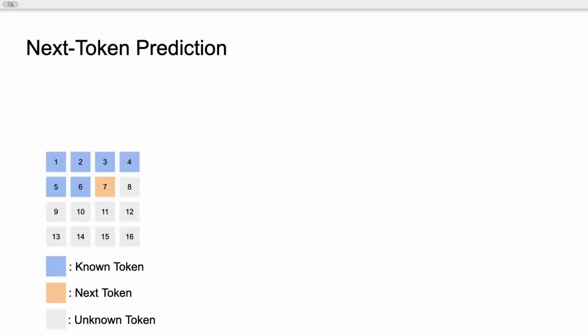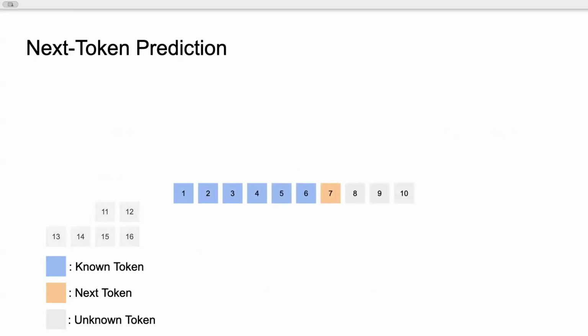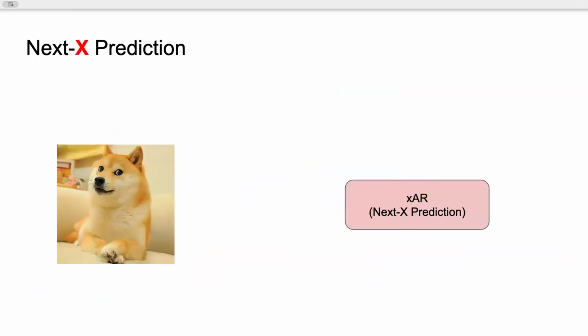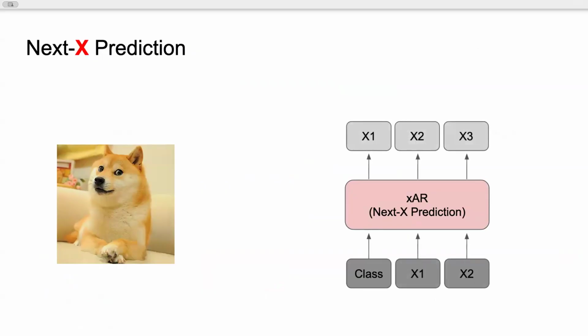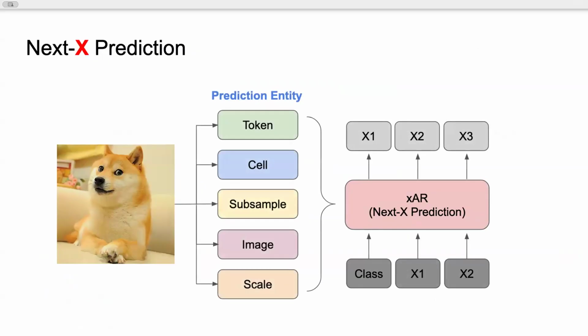In traditional AI methods, they do next token prediction. Given 2D image tokens, we flatten them into 1D sequences and do next token prediction. In this work, we propose XAR, a framework that uses next X prediction. X is a general prediction entity.